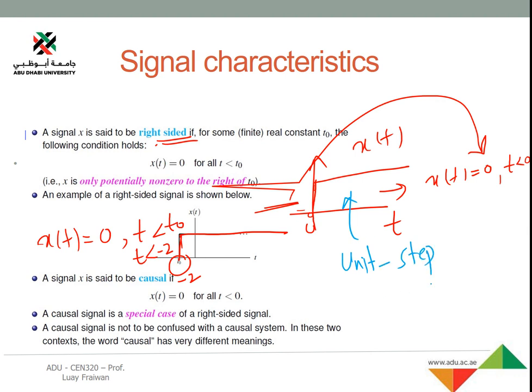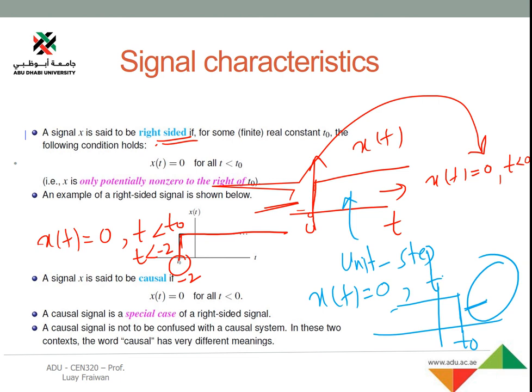And if your signal is going towards the left side, like this one, this will be a left-sided signal. What will be the mathematical definition? x of t is 0 in this region, for when t is greater than t naught.